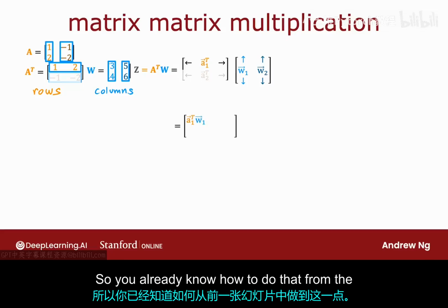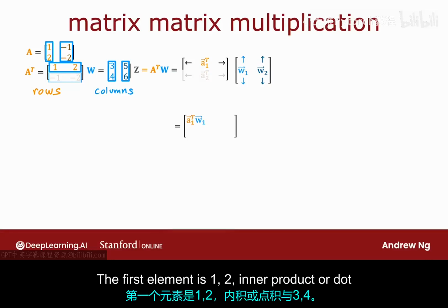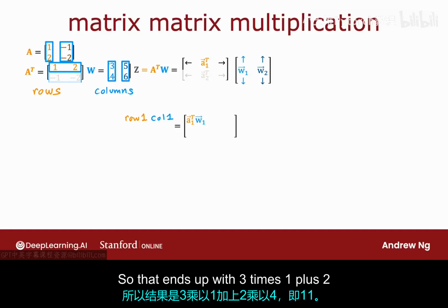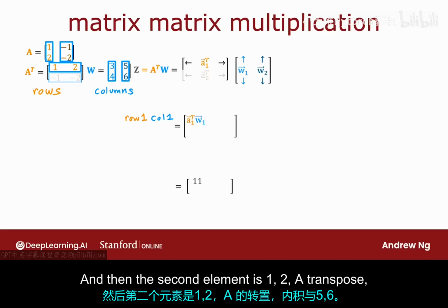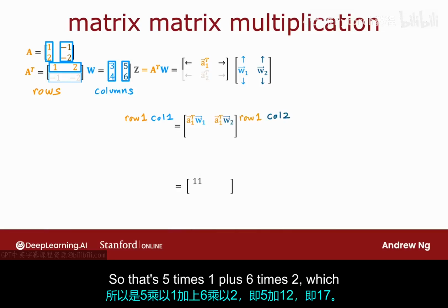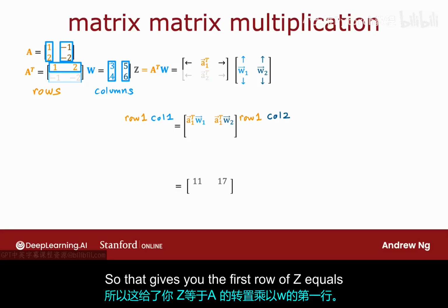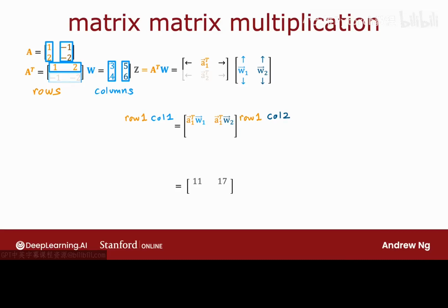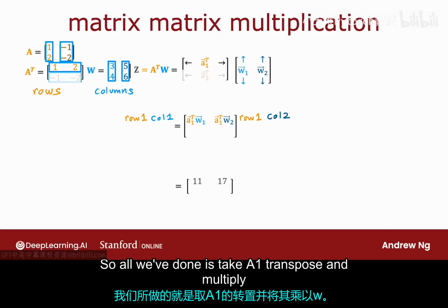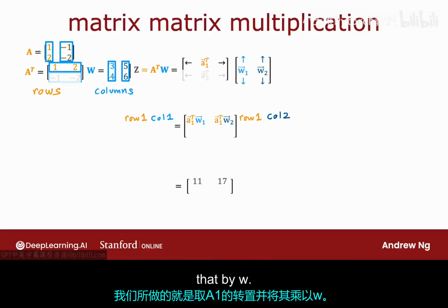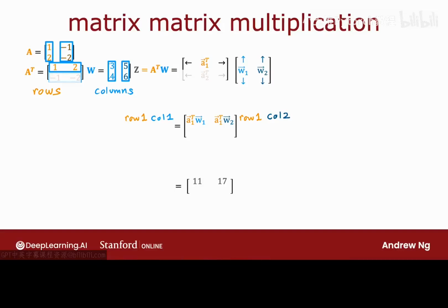So you already know how to do that from the previous slide. The first element is 1, 2, inner product or dot product with 3, 4. So that ends up with 3 times 1 plus 2 times 4, which is 11. And then the second element is 1, 2, A1 transpose, inner product with 5, 6. So that's 5 times 1 plus 6 times 2, which is 5 plus 12, which is 17. So that gives you the first row of Z equals A transpose W. So all we've done is take A1 transpose and multiply that by W. That's exactly what we did on the previous slide.